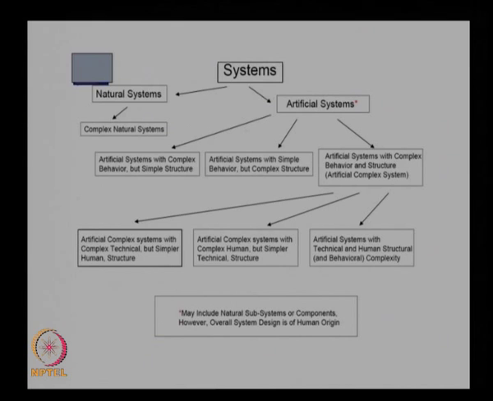For example, if you take the operation of a missile system, it is more of a complex human behavior, and when you take the design of a missile system, it is more of a complex technical behavior. So depending on the context in which we use system engineering, we can divide them into systems with complex human behavior or complex technical behavior. Man-made natural systems or components may also be included in these systems, because there may be some natural subsystem which is part of the man-made systems. This is the basic classification of systems.